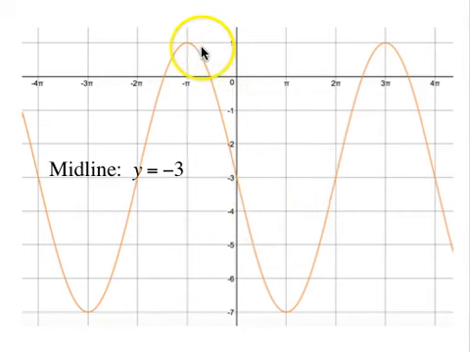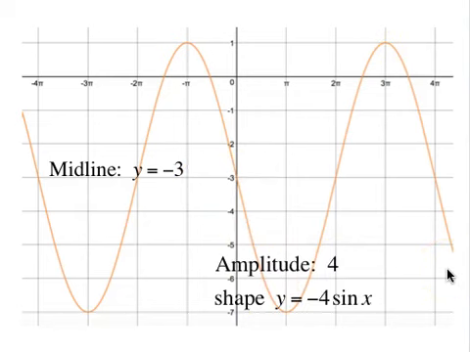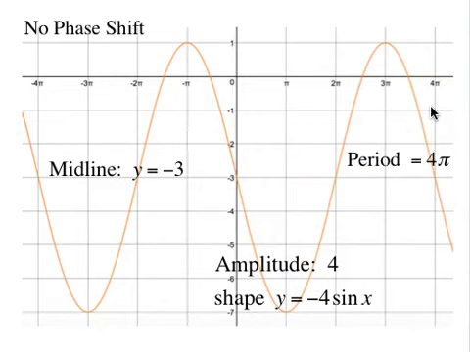Amplitude, 1, 2, 3, 4 from the midline to the peak, 4 from the midline to the peak, but it's going down. So the amplitude is 4, but it's got the shape, it looks sort of like sine. It's got the shape of -4 sine x. We want to keep that in mind. Period starts here. Where does it finish up? Finishes up there. So our period seems to be 4 pi. No phase shift. So let's put all this together to find an equation.